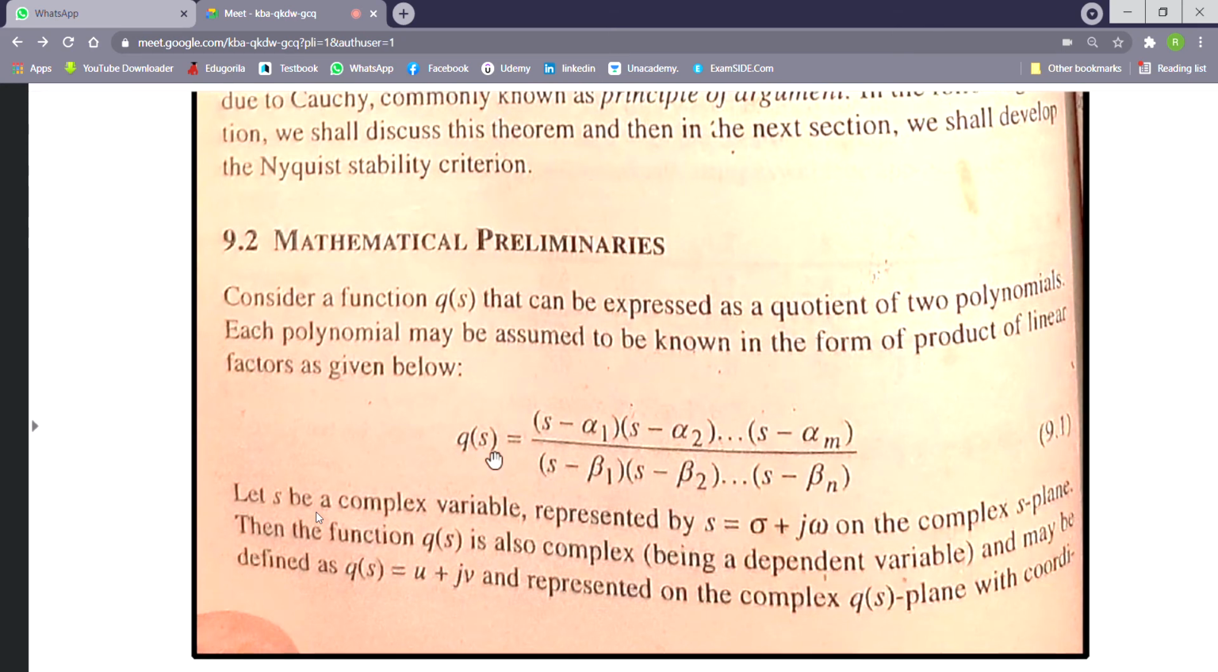Pole zero elimination. That is, alpha 1 and beta 1 the same, that if there is pole and zero cancellation, let me answer this question first. If alpha 1 is equal to beta 1, then this term will cancel this term, but the rest of the terms are present. So we can put the value and we can find out the value of Q(S). So that is not the answer.